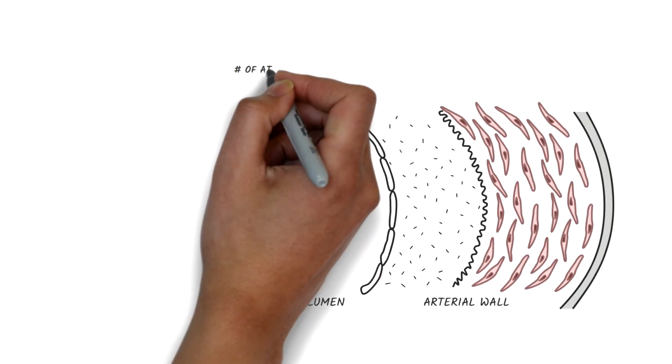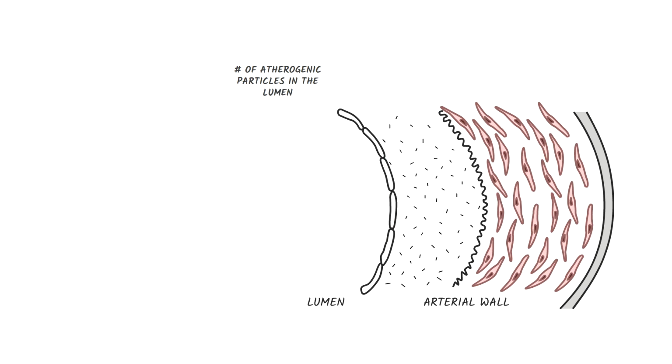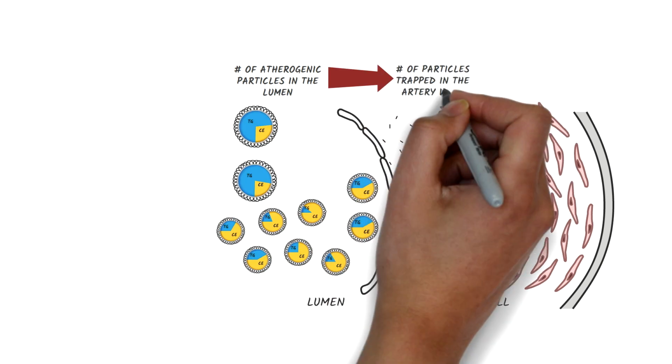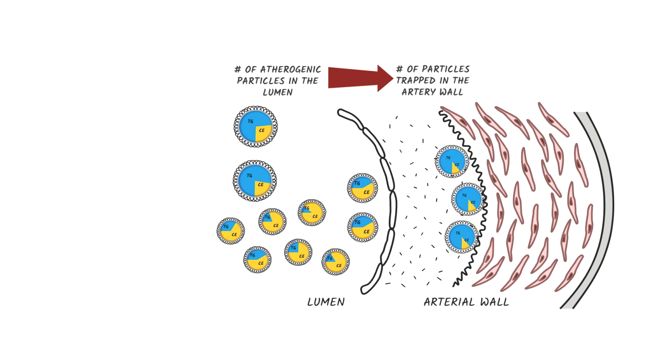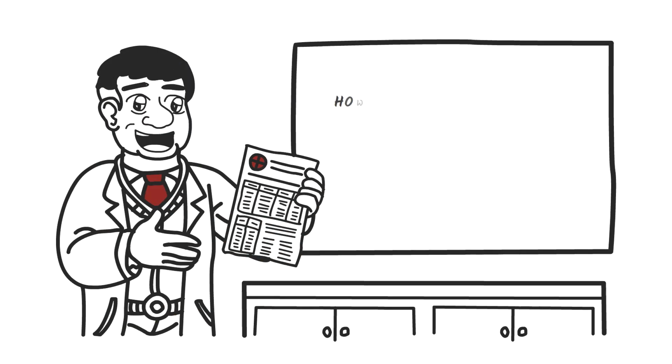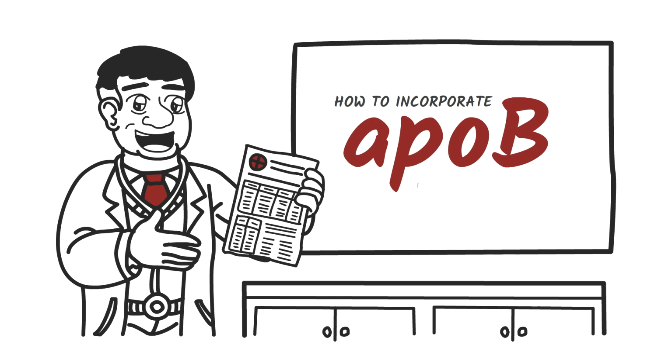In the first video in this series, we saw that the more apoB particles there are in the lumen, the more apoB particles enter the artery. The more apoB particles get stuck in the artery, and the higher the risk of atherosclerosis. In this video, we'll talk about how to incorporate apoB into clinical care and look at some examples.